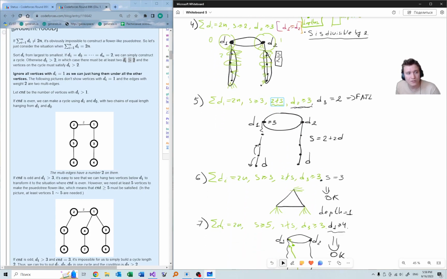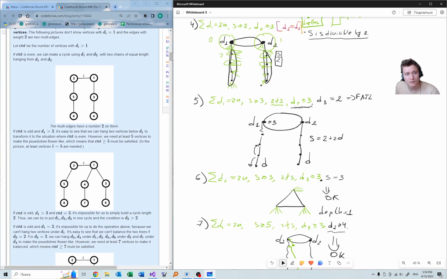Okay, now s is odd. And then we consider the case d1 is greater than 3. It's easy to see that we can hang. Maybe this case is incorrect. I think this case is incorrect because I can make a branching in d1. Okay, so this is where the problem was.